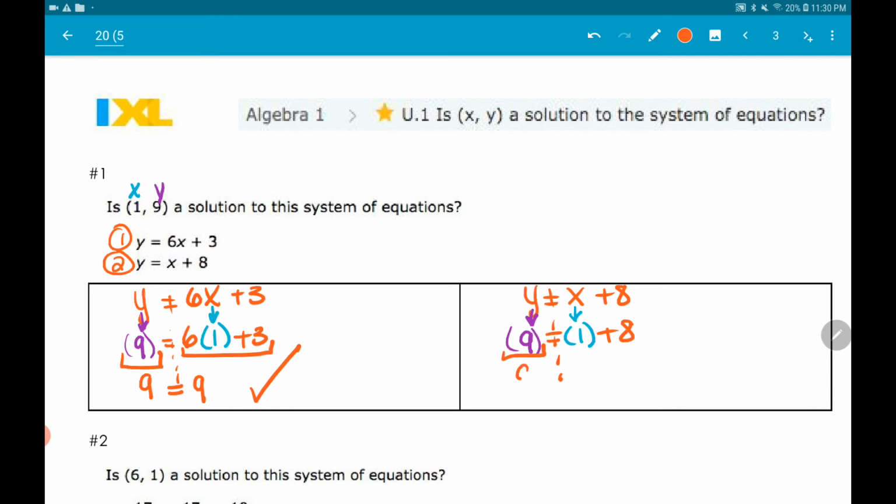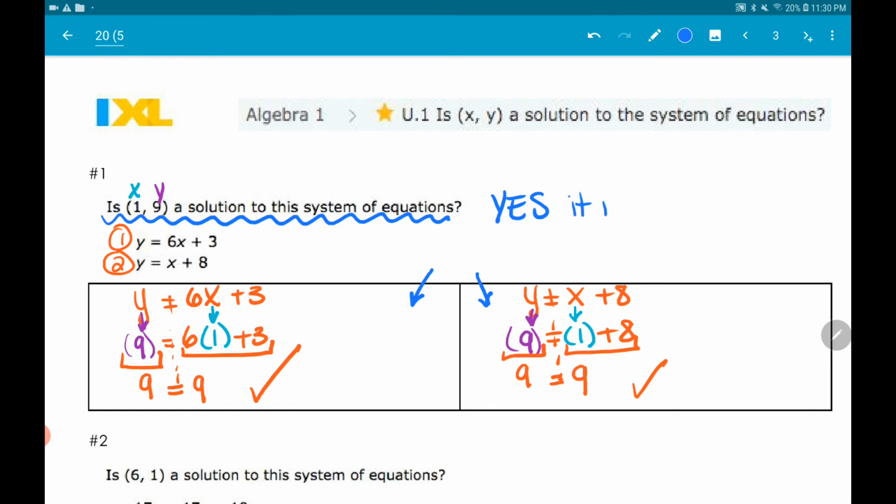Let's check this side. 9. My right side, 1 plus 8. That's also 9. Are they equivalent? Yes. So we go back to this question. Is (1, 9) a solution to the system of equations? If this works and this works, that means yes, it is a solution.